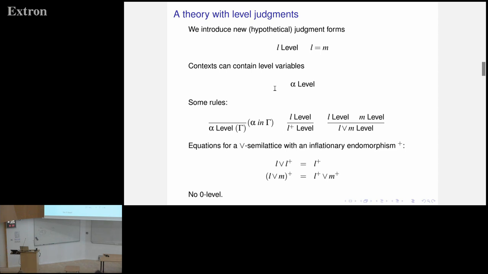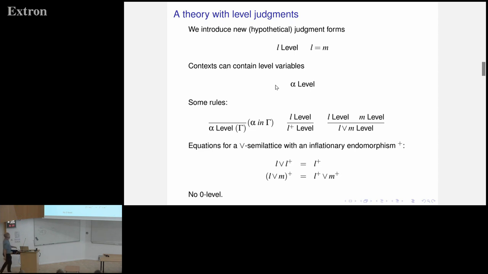Okay, so in our approach instead, levels do not form a type, but we introduce a judgment that something is a level, and we have an equality judgment that two levels are equal. And of course, these can be done under hypothesis. So we can introduce level variables as well, and so we have rules of assumptions for levels. We can form the successor level, and we can form the supremum of two levels. And the algebra here is that of a sub-semilattice with an inflationary endomorphism with those two equations at the bottom. So interestingly, I think, we decided not to have a level zero.